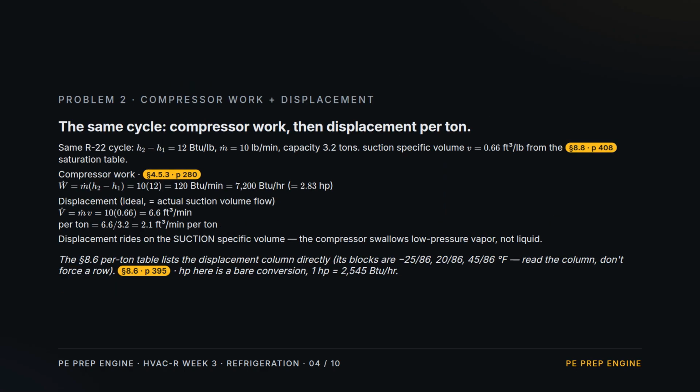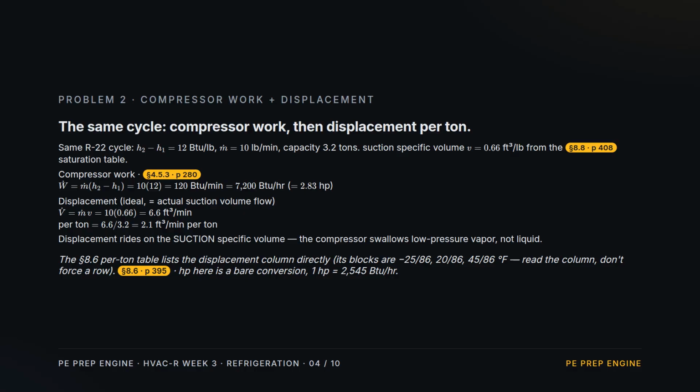Problem 2. Same cycle, now the compressor. Work is mass flow times the enthalpy rise, 120 BTU per minute, or 7,200 an hour, about 2.8 horsepower. Displacement is the actual volume the compressor swallows. Mass flow times the suction specific volume, 6.6 cubic feet per minute. Divide by the 3.2 tons, and you get just over 2 cubic feet per minute per ton.